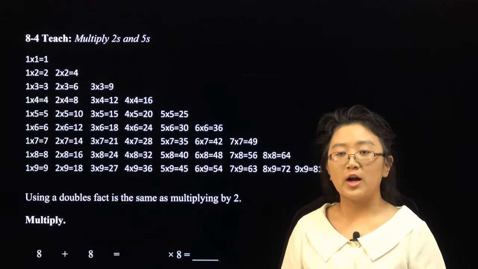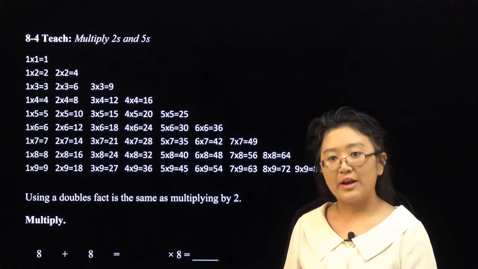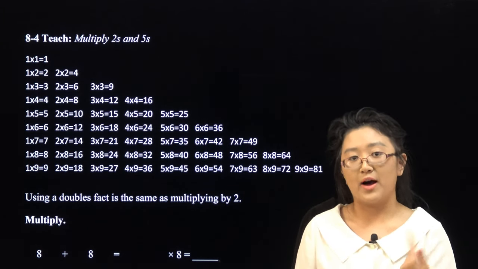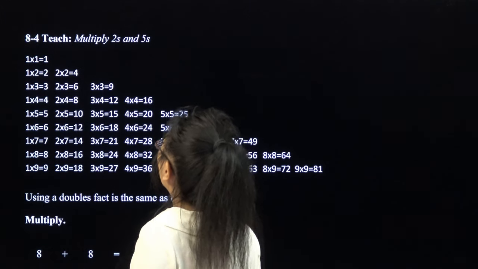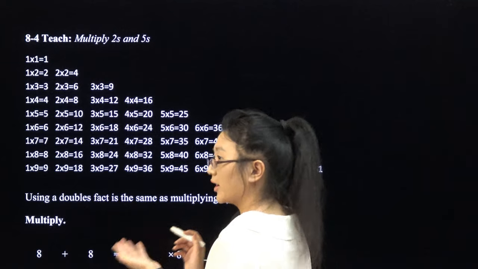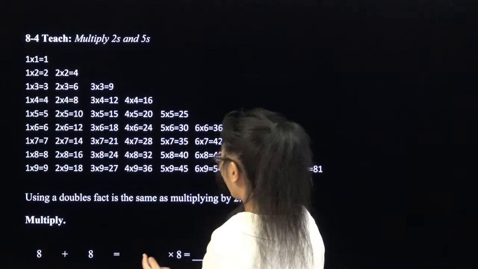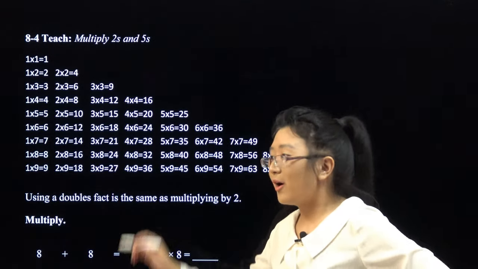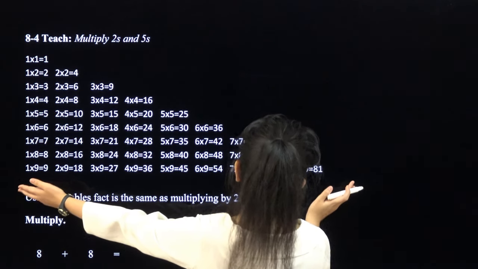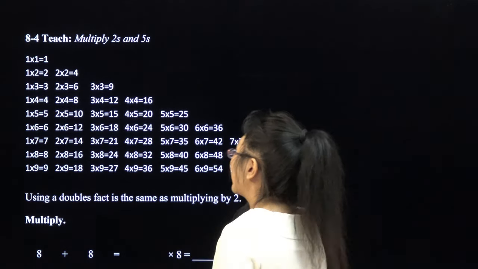Okay guys, now we're going to talk about multiplying by 2s and 5s. When you multiply by 5, you really just count by 5. And when you multiply by 2, using a doubles fact is really just the same as multiplying by 2. But here is something called the multiplication table. It has everything in single digits multiplied together.